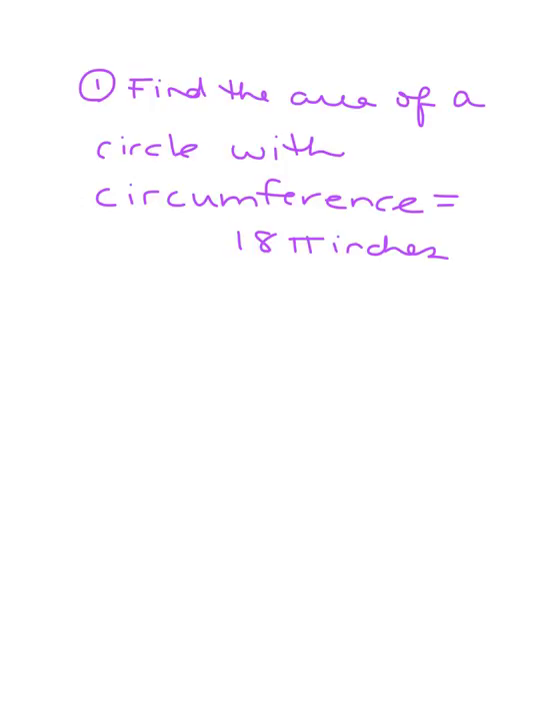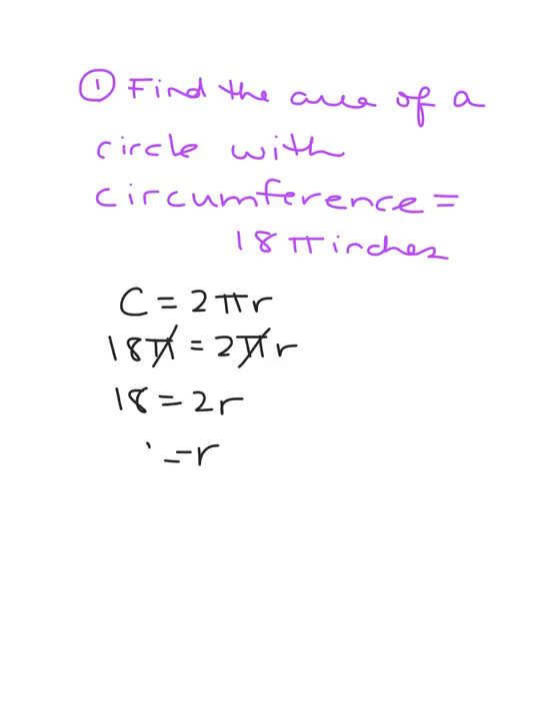Our next example says find the area of a circle with circumference equal to 18 pi inches. So we first have to start with our formula for circumference. We know our circumference is equal to 2 pi r. So if I know my circumference is 18 pi, it is equal to 2 pi r. Now I notice I have a pi on either side, so I'm going to simplify that away, or divide both sides by pi. And I have 18 is equal to 2r, so the radius is 9.